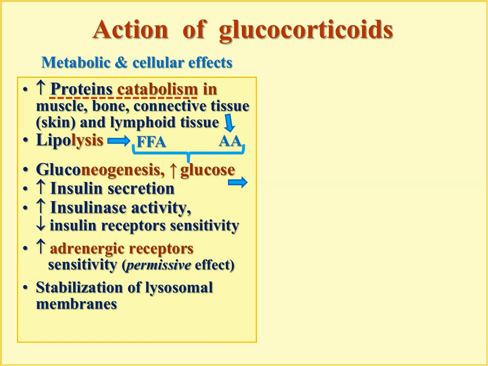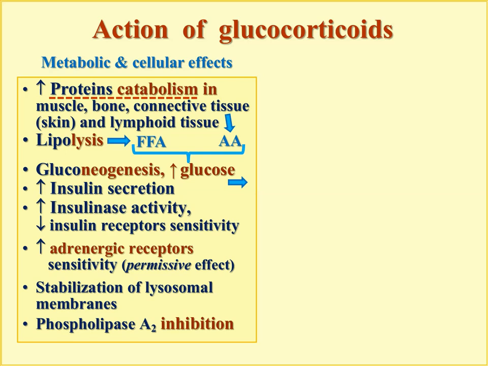Membranes of lysosomes normally do not allow the lysosomal digestive enzymes to escape to the cytoplasm, but under different damaging and unfavorable factors, it's possible to have instability of lysosomal membranes, and these enzymes may escape to the cytoplasm and may produce some harmful action on the cell. And glucocorticoids are able to stabilize these membranes and suppress escape of enzymes from lysosomes. And one more, inhibition of phospholipase A2. This is an important effect, but it's going to be explained on the next slides in detail.